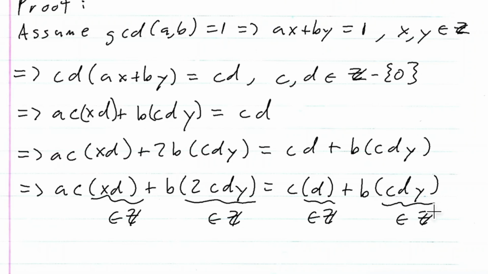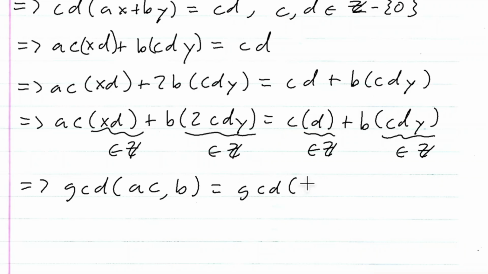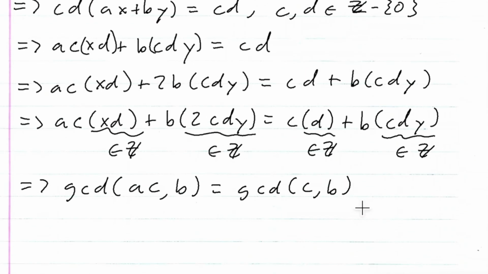So now what I can do is I have this linear combination with AC times an integer plus B times an integer. So this implies that the GCD of AC comma B is equal to, and I have C times an integer plus B times an integer, so I can rewrite this as the GCD of C and B, which is exactly what I wanted. And that's the proof for part C of question 20.